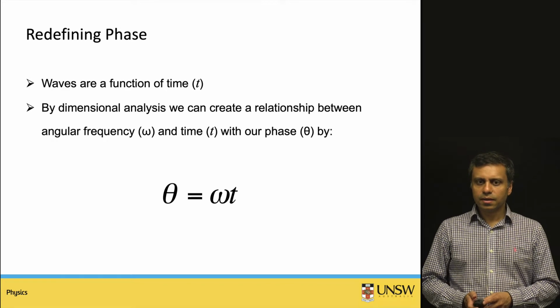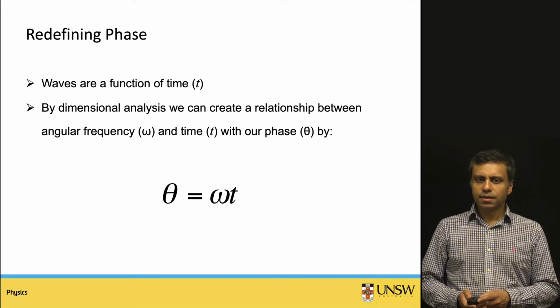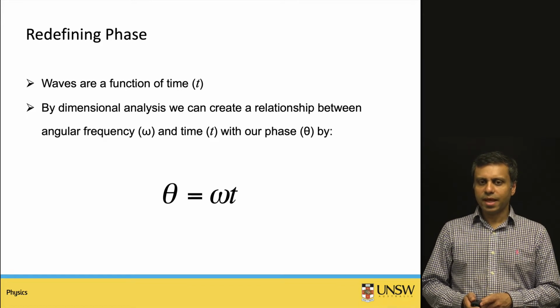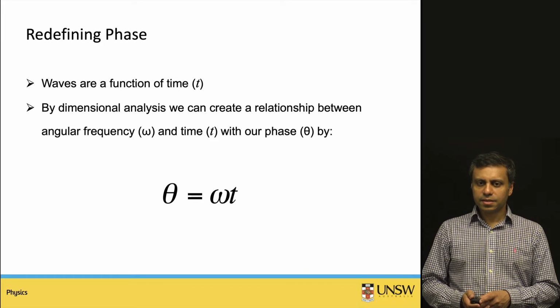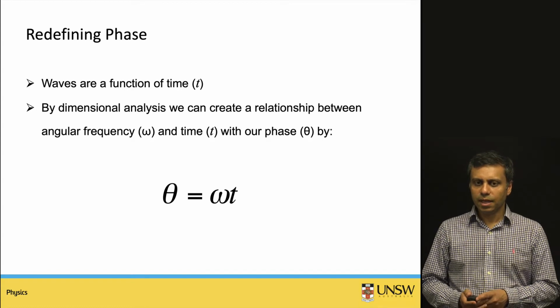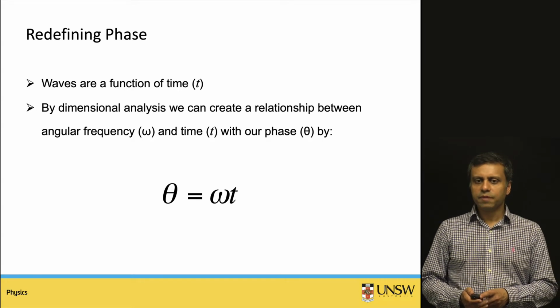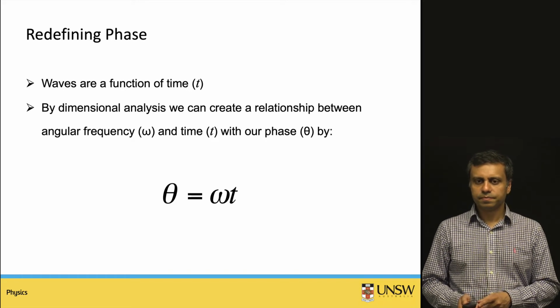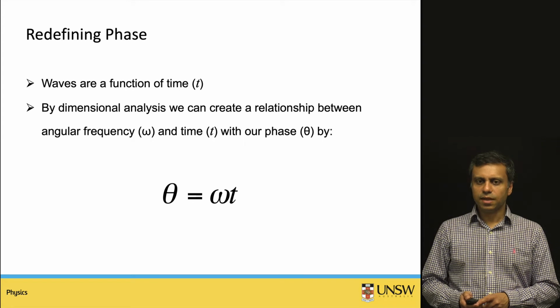Since waves are a function of time t, theta, the phase, is given by omega times t. Omega is the angular frequency, radians per second, and time is the amount of time elapsed since the beginning. So theta, the phase of the wave, is given by omega times time, the angular frequency times time.